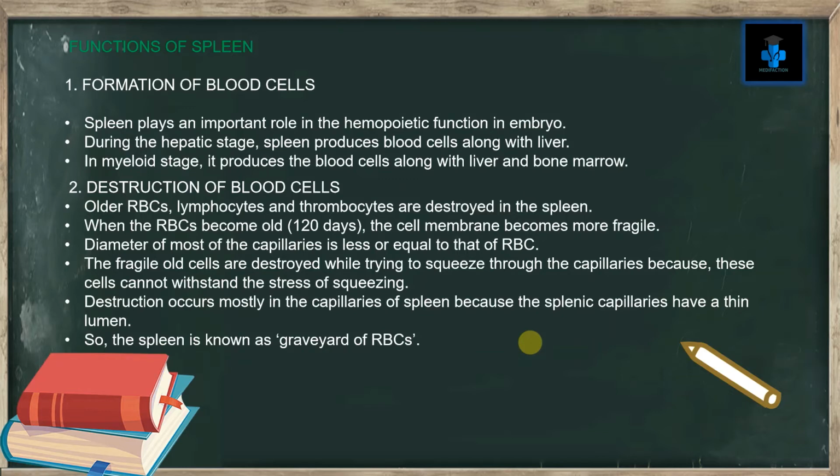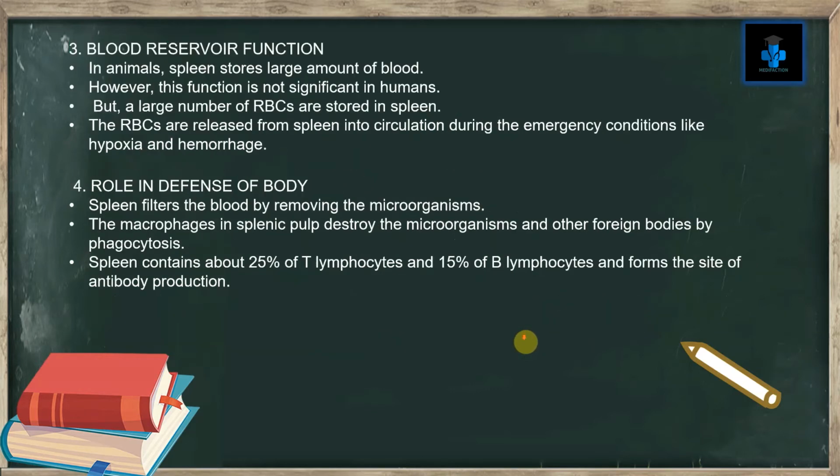Diameter of most of the capillaries is less or equal to that of RBC. The fragile old cells are destroyed while trying to squeeze through the capillaries because these cells cannot withstand the stress of squeezing. Destruction occurs mostly in the capillaries of spleen because the splenic capillaries have a thin lumen. So the spleen is known as graveyard of RBCs.